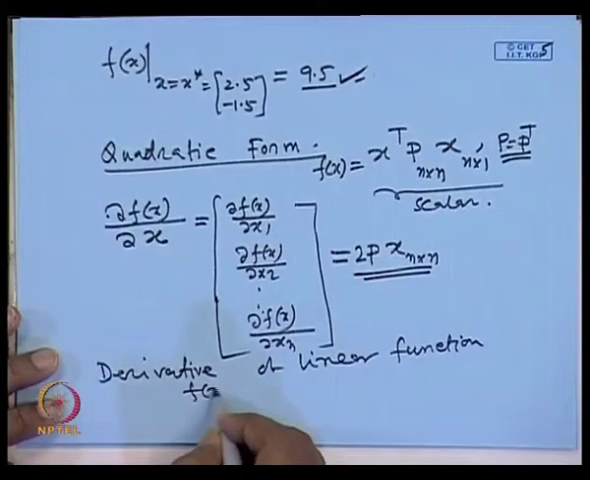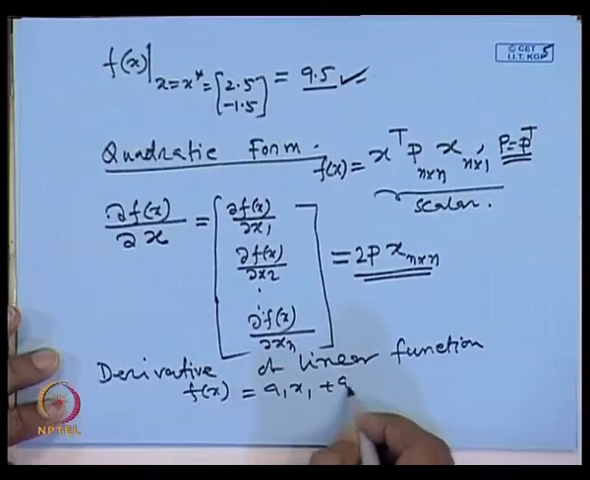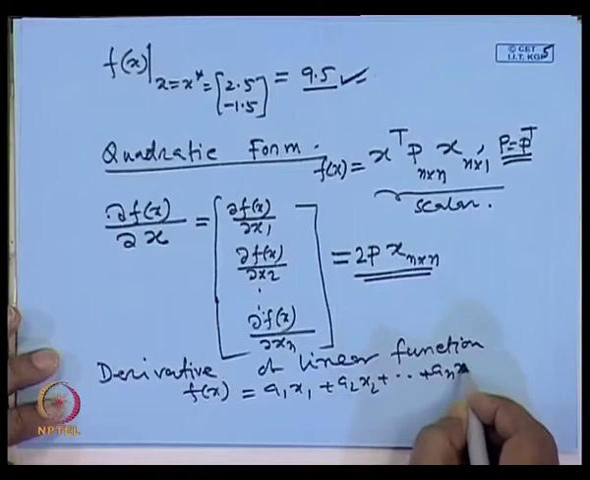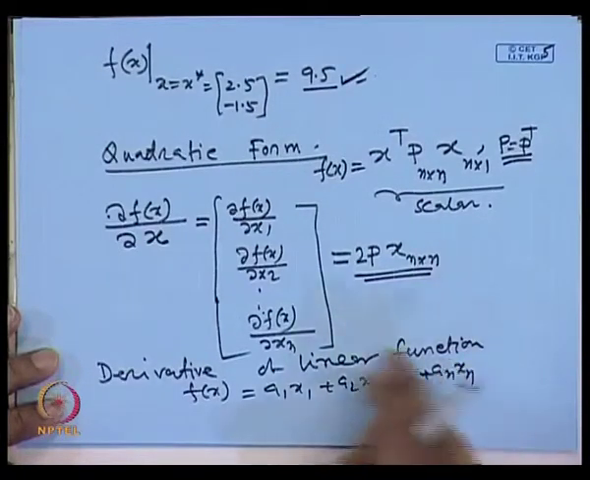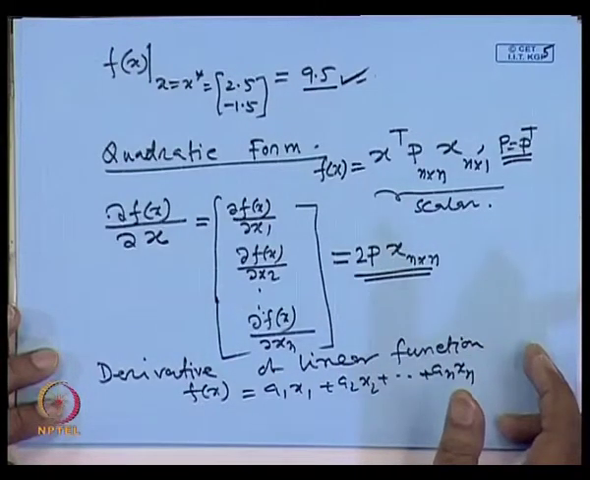f of x is equal to a1 x1 plus a2 x2 plus dot dot a n x n, and this is called a linear function. Even there may be a constant term c. When the constant term is there, we call it an affine function. We will come to details later. Let us call this a linear function for the time being.